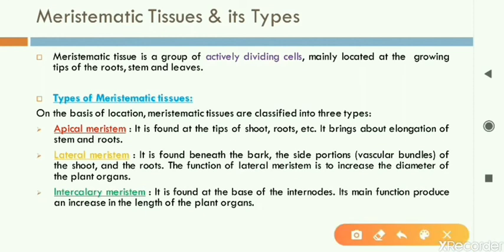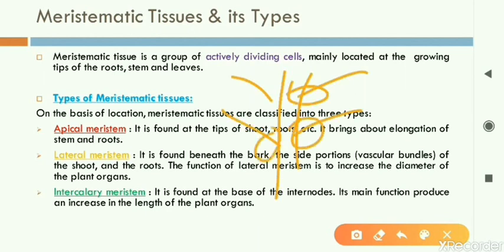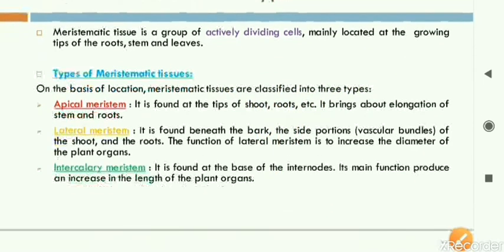The third one is intercalary meristem. Where is it present? It is present at the base of the internodes. What is it doing? You may be confused about what the internodes are. We will have a glance at the diagram after this slide. First see the function here: to produce an increase in the length of the plant organs, not the plant body, the plant organs. If we have a normal plant, that plant has certain branches. Internodes are those areas where the new branches are coming.